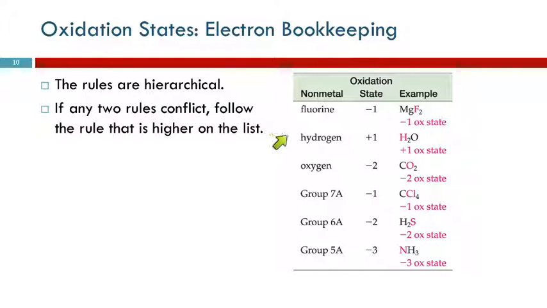After fluorine, hydrogen gets to be +1. That's the charge that a hydrogen ion would take as an ion. This is the charge that fluorine would have as a fluoride ion. Oxygen gets to be -2. But sometimes hydrogen beats out oxygen, and oxygen has to be something else. So after those first 3, then it goes group 7, group 6, group 5.